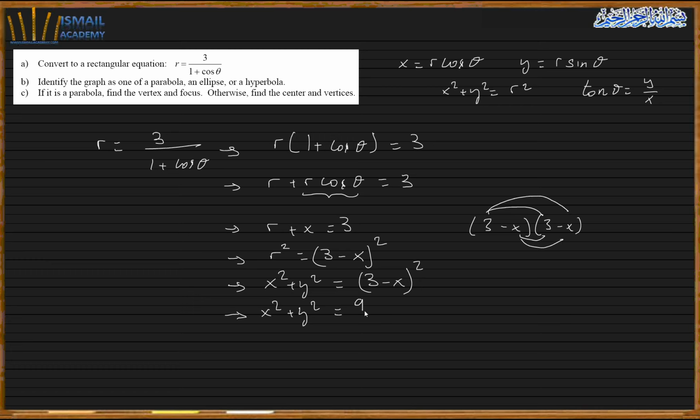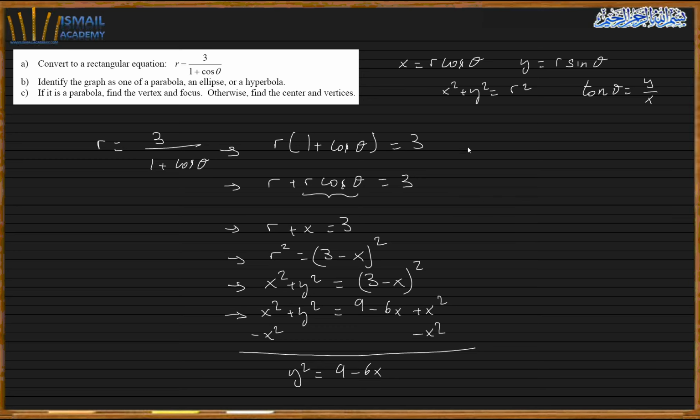We'll end up having 9 minus 6x plus x squared. So I'm going to subtract x squared from both sides. So I got y squared equals 9 minus 6x. And this looks like a parabola. So this is going to be a horizontal parabola, either facing right or facing left. So let me see which one I have here, but I need to write it down in the right form. So let me have some space here.